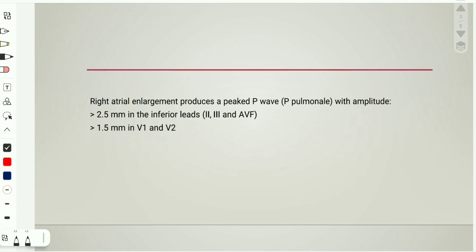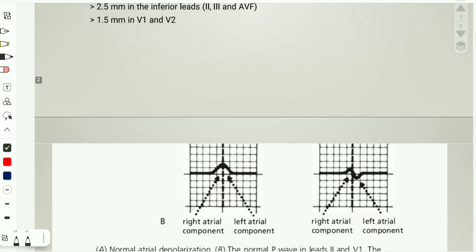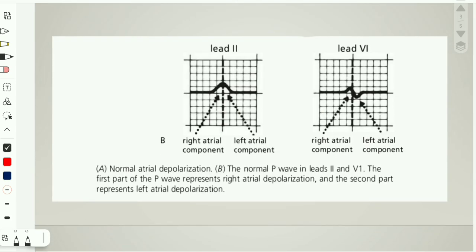So when you're seeing the amplitude, okay, before I go into that, let me show you an image. In lead 2, that's the P wave to be specific. The initial part is the right atrial component, and the second part is the left atrial component. You see this is the lead 2 that I'm seeing. Then the lead V1, the initial positive deflection is the right atrial component, while the next one, which is a negative deflection, is the left atrial component.